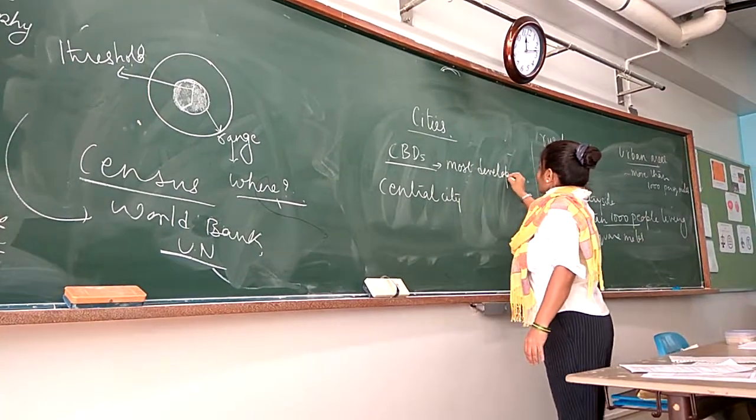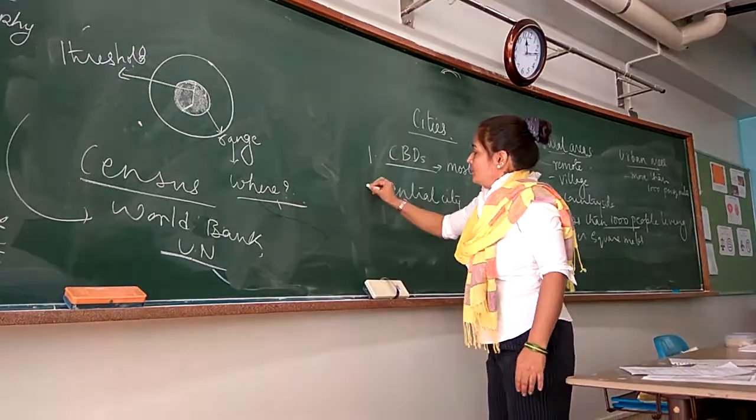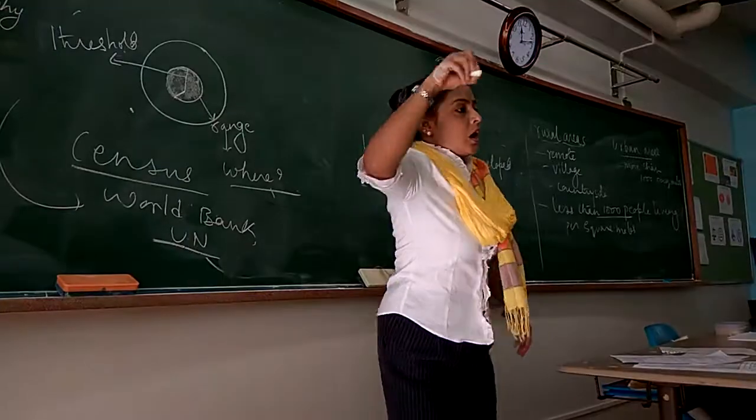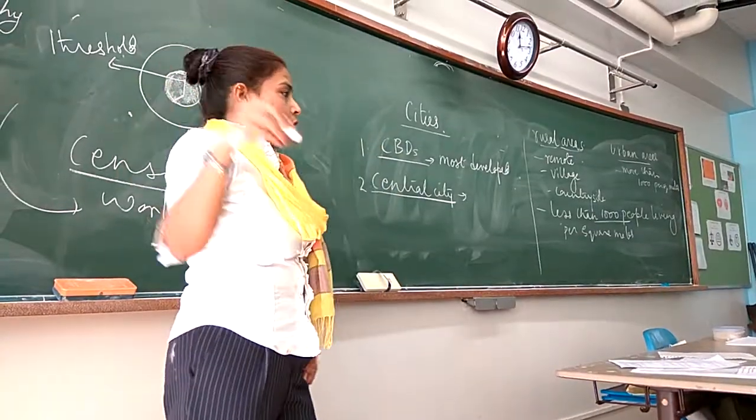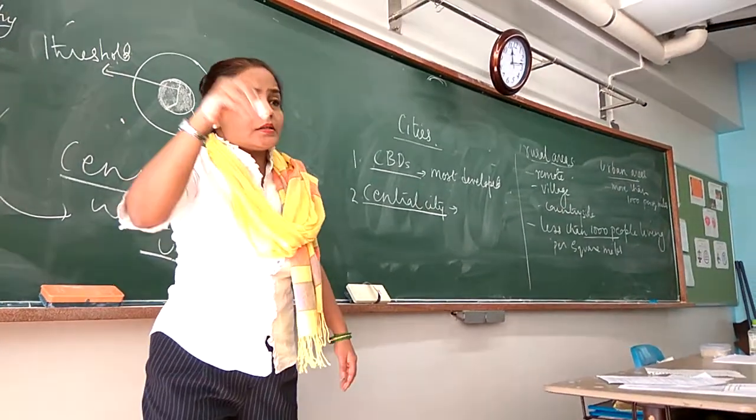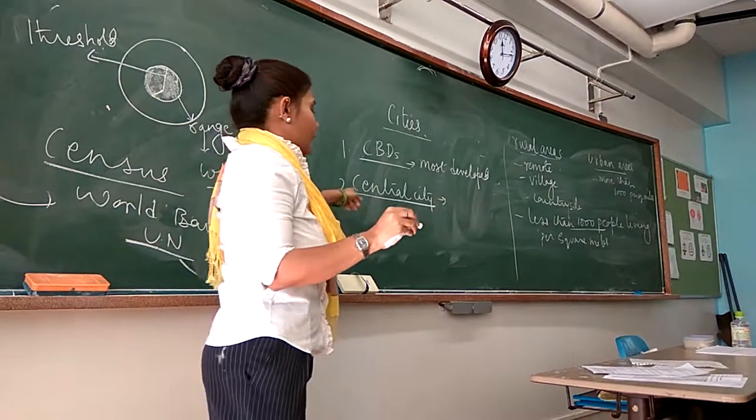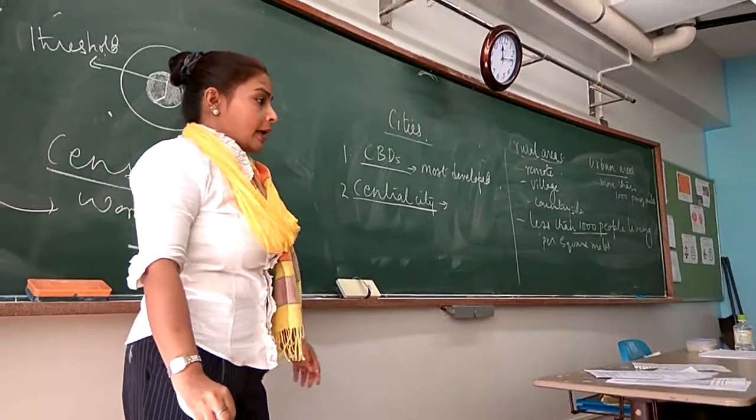Now we are talking about the levels. The first level is the CBD, then we have the central city. So the heart of Japan is Tokyo, and then there are certain other areas, Yokohama, Kawasaki, all of which come under the central city category.